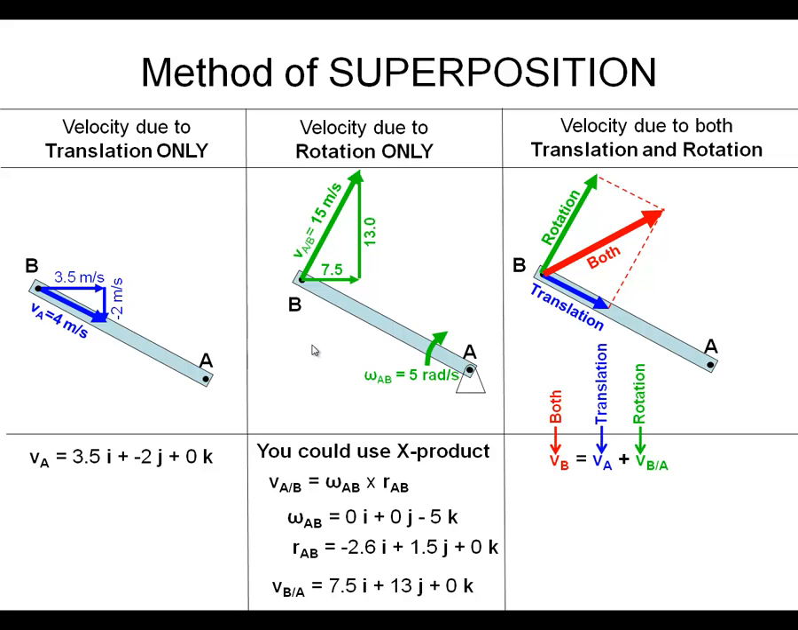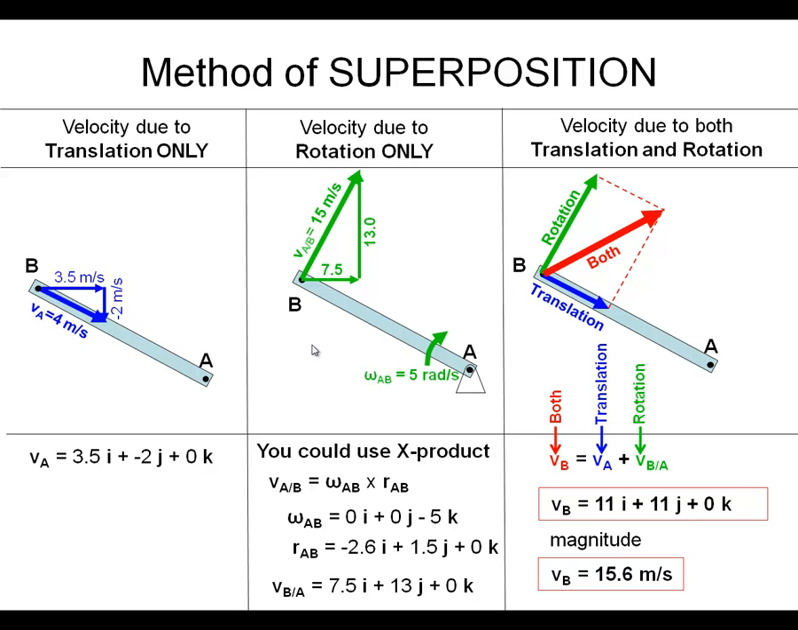There's our relative motion equation, or we could call it the superposition equation. We're taking the translational velocity and adding it to the rotational velocity to get the total velocity at point B. So if we add the vector A, which is 3.5i minus 2j, to the vector 7.5i plus 13j, we will get the total velocity at B, which is 11i plus 11j. Now we know that if that rod were flying end over end through space, point B happened to be moving at 11i and 11j, or a magnitude of 15.6 meters a second.